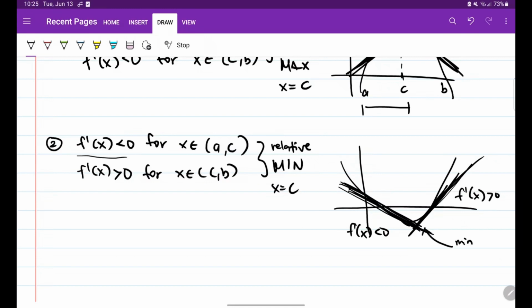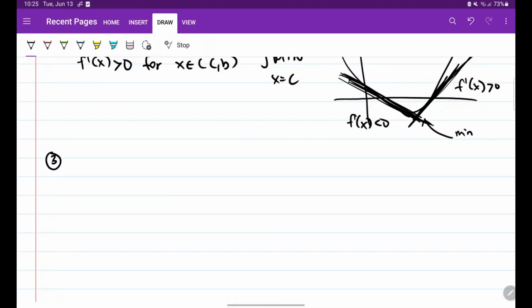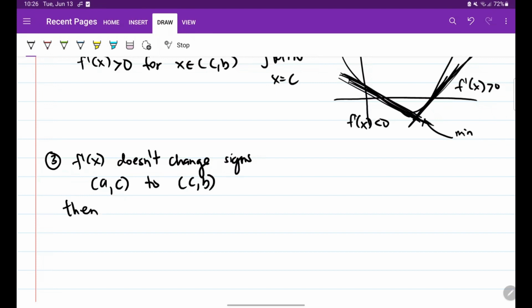Okay? And lastly, paano naman kung walang nangyari? Diba? So, f prime of x doesn't change signs. Okay? So, if f prime of x doesn't change signs from a comma c to c comma b, then, ano meron? Sa pinaka-basic na conclusion is, we have no relative extremum at x equals c. Okay? So, very, very, very basic naman.